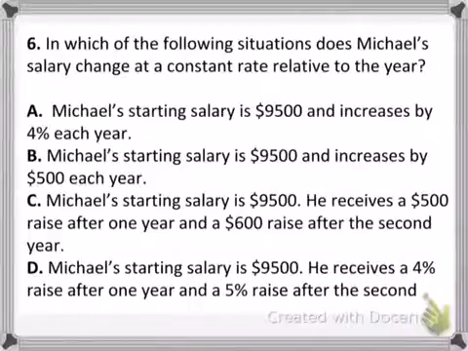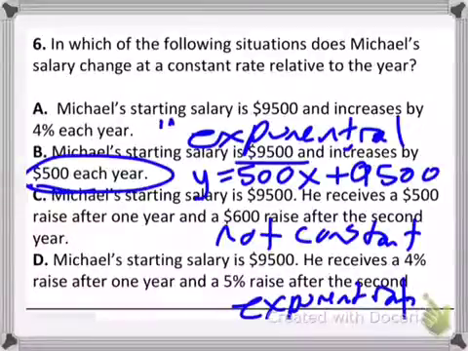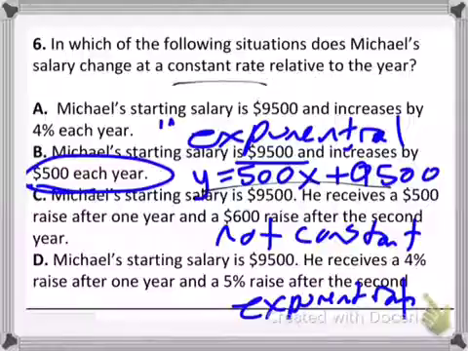In which of the following situations does Michael's salary change at a constant rate relative to the year? Alright, so right here, Michael's starting rate is 9,500, increased by 4% each year. That is exponential increase because it's exponentially growing by 4% each year. The next one is $500 each year, so that's relative to the year, and that would be our equation for our linear, which is a constant rate of change.